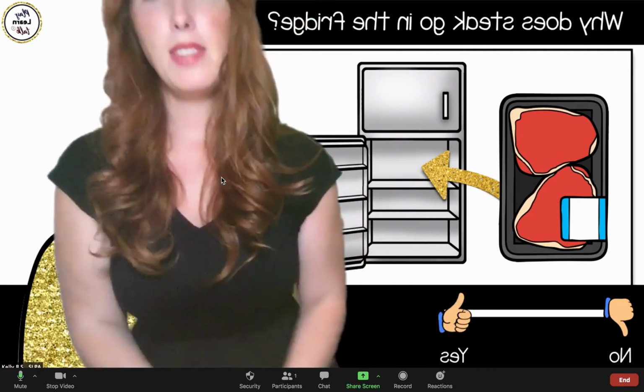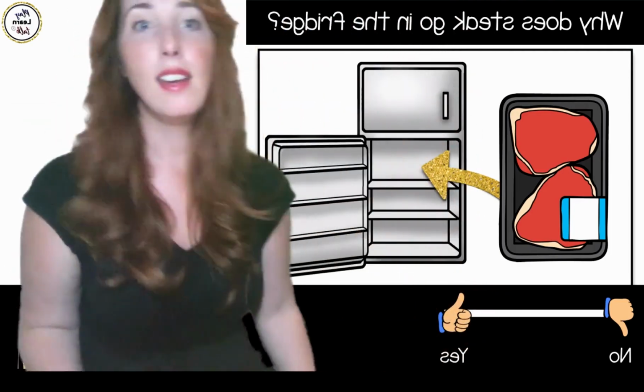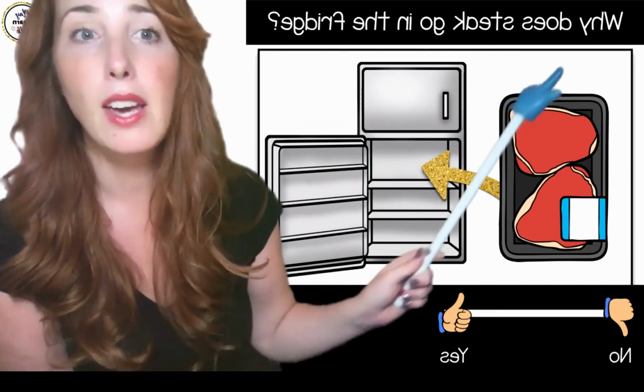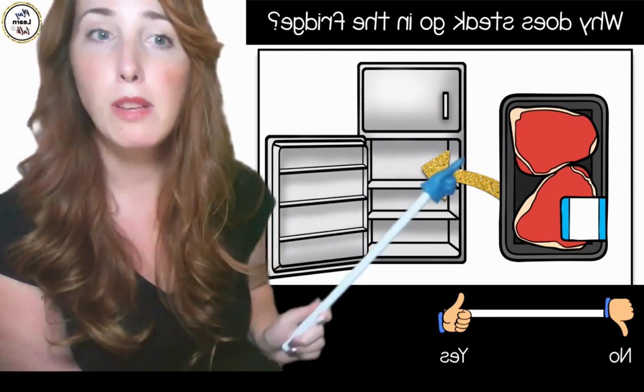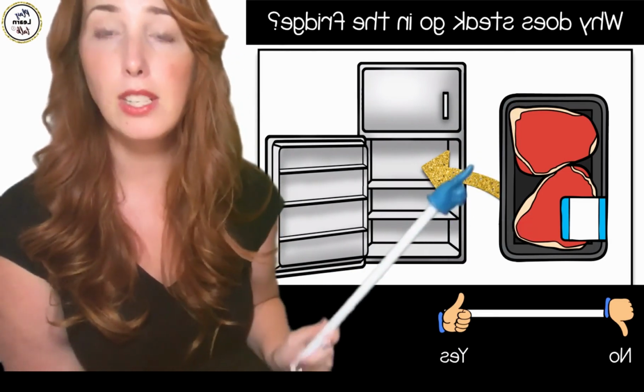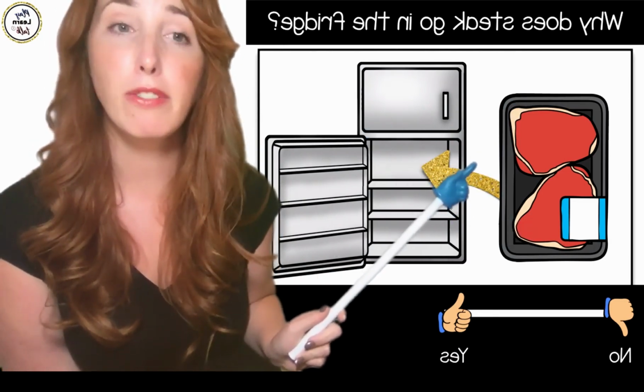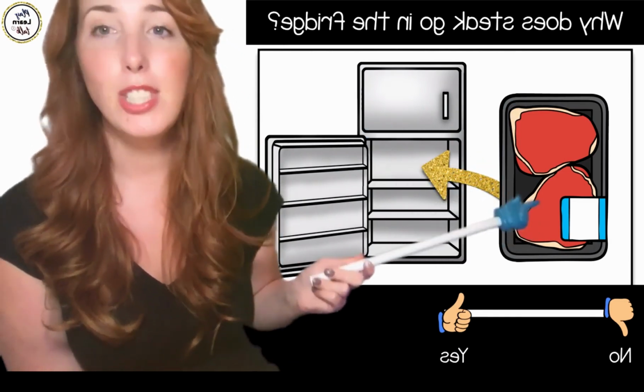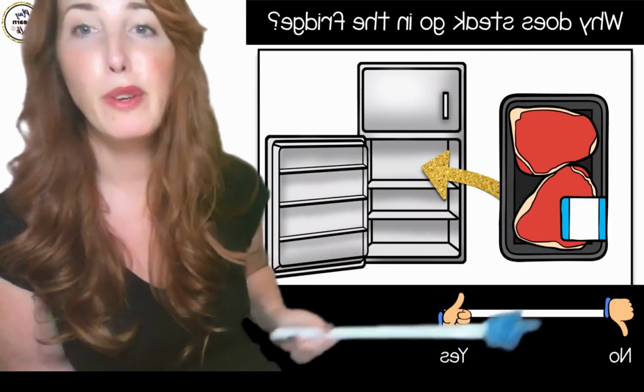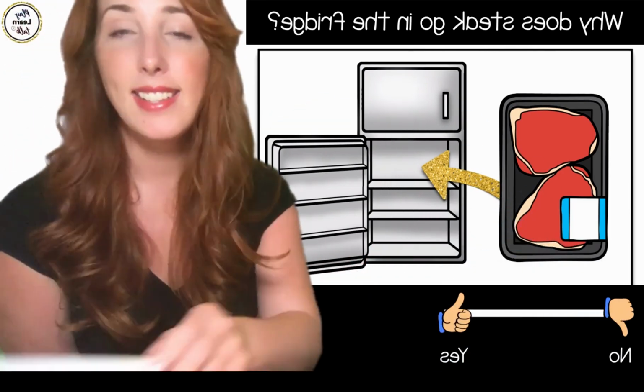So maybe I want to leave this up the whole time. And I can just say to my students, okay, why does steak go in the fridge? What could be some reasons that this needs to go in the fridge? What's going to happen if it doesn't go in the fridge? Just keep it really simple. Get the answer, move on to the next slide, and yeah.